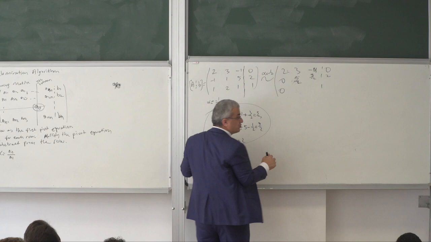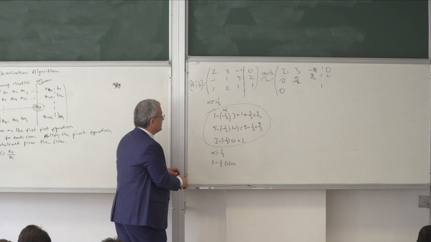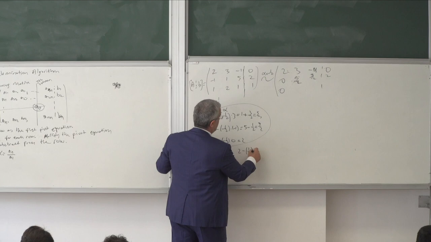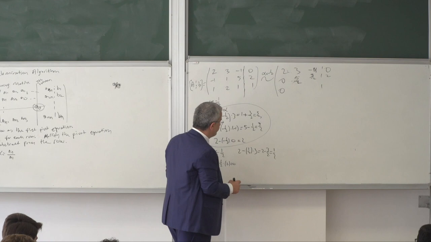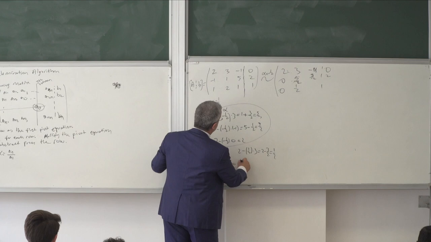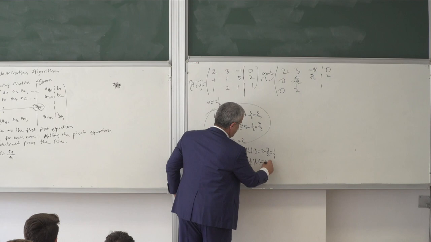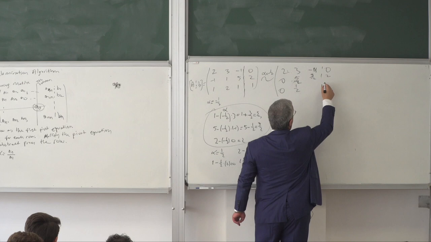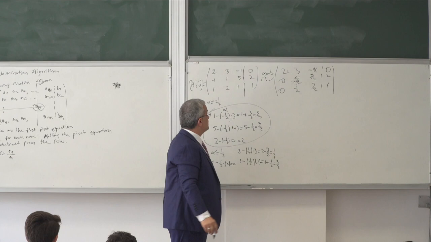So this is 0. In a computer, you don't calculate this, because it would delay your program unnecessarily; that's how you calculate alpha. So this is 2 minus 1 half times 3, which is 2 minus 3 over 2, which is 1 over 2. And this is 1 minus 1 half times minus 1, which is minus minus, so it's 1 plus 1 half, which is 3 over 2, and this is 1. So I finished the first column.